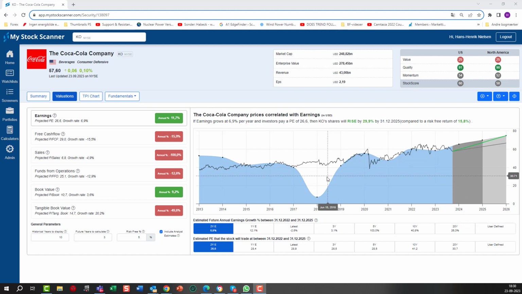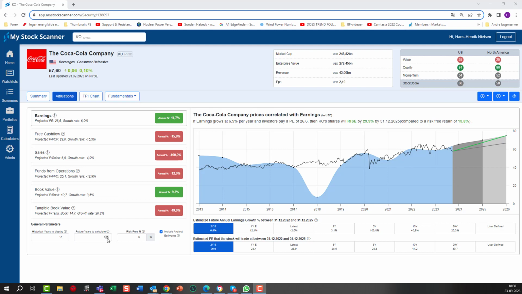It's not some new tech. It's not something that has never been seen before. The question is, can they keep growing? So when we go down here, this number here is the number of years we're going to look back. The default is 10 years. I'm not changing that here.